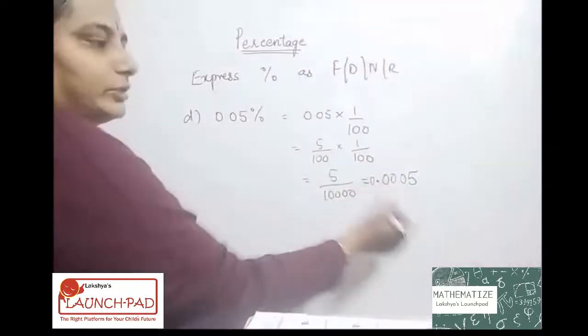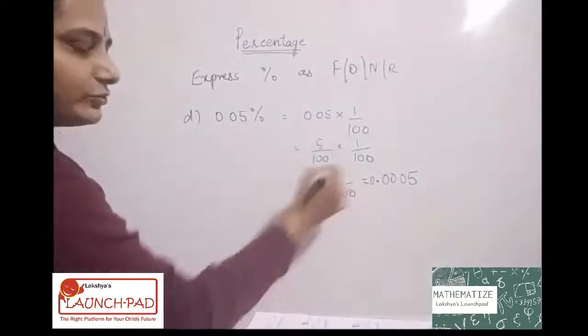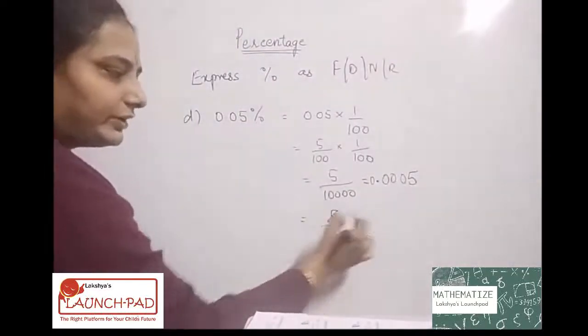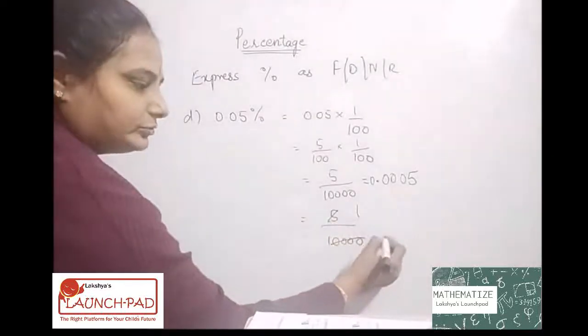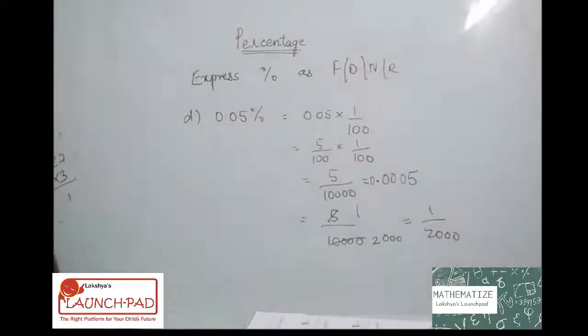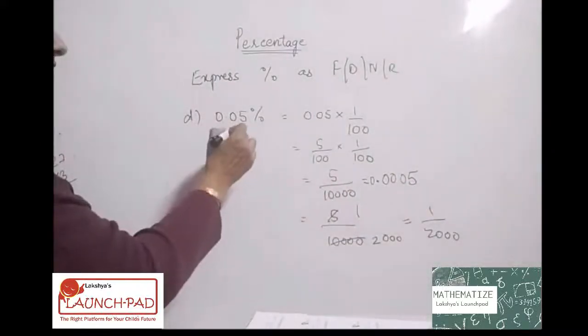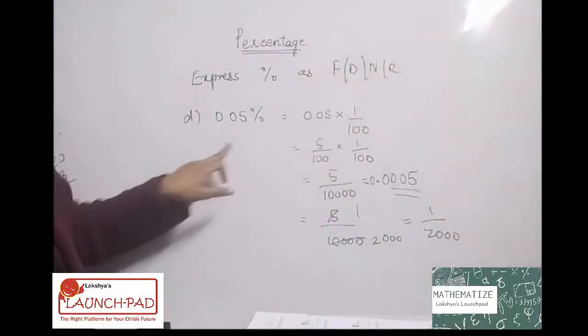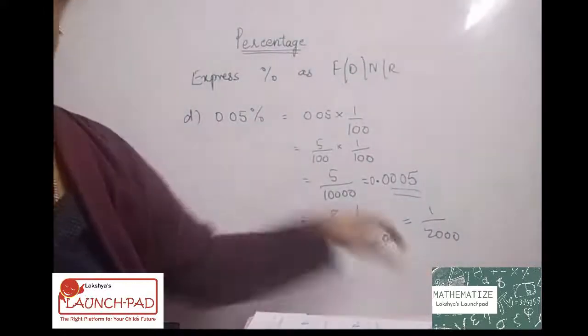If they ask you in decimal, you will write like this. If they ask you in fraction, how will you write? 5/10,000 is 5 ones are 5, 5 twos are 10, 0, 1/2000. If they ask you to convert this into decimal, you will write this answer. If they ask you to convert into fraction, you will write it in this answer. Clear? Yes, ma'am.